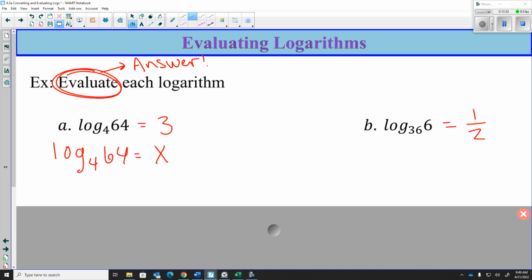I don't know what the answer to the question is. Well, let's turn it into an exponential. Now it's 64 equals 4 to the x. It's just another way of looking at it, right? 4 to the what power is 64? Well, it's 3. So x equals 3. Same thing. So this is kind of doing it in your head. If you need to write it out, go ahead and write it out.